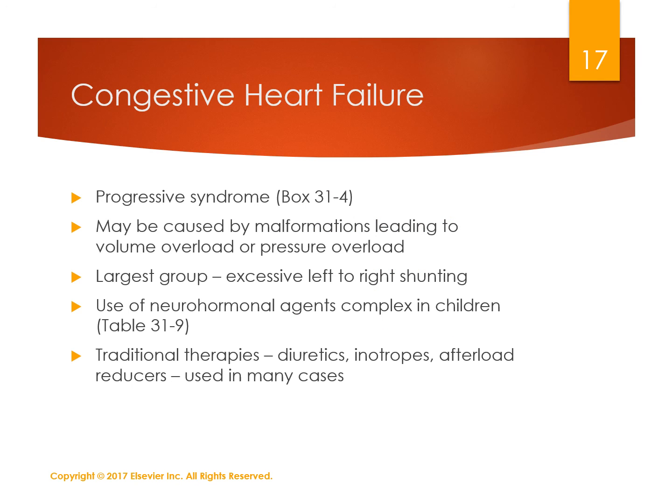I don't know if I included a Khan Academy video on congestive heart failure, so I will discuss this one really quick. This is a progressive syndrome. Box 31-4 on page 770 in your book talks about the signs and symptoms of CHF in infants and then children and teens, because what we may see would be different based on age group. These may be caused by malformations leading to volume overload or pressure overload. The largest group we're going to see have excessive left to right shunting. The use of neurohormonal agents is complex in children, and traditional therapies like diuretics, inotropes, and afterload reducers are still used in many cases, even in the pediatric population.